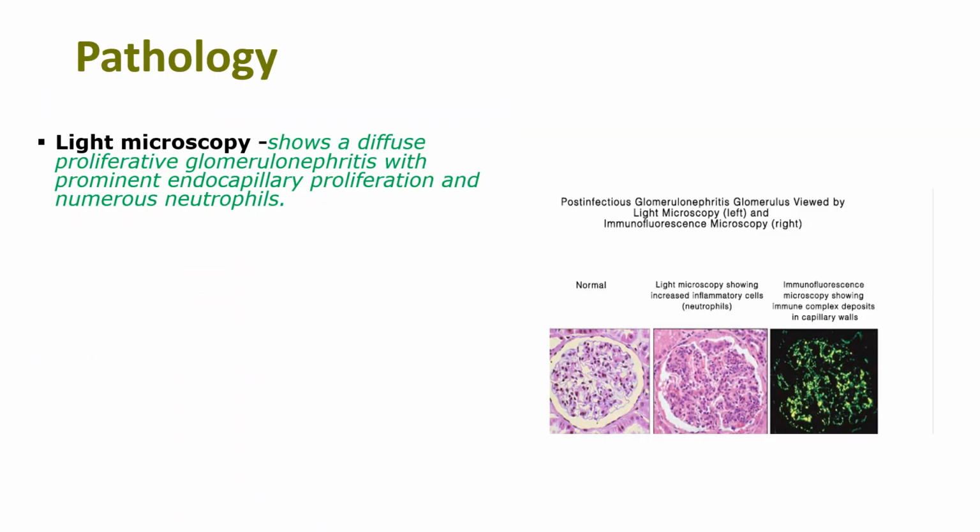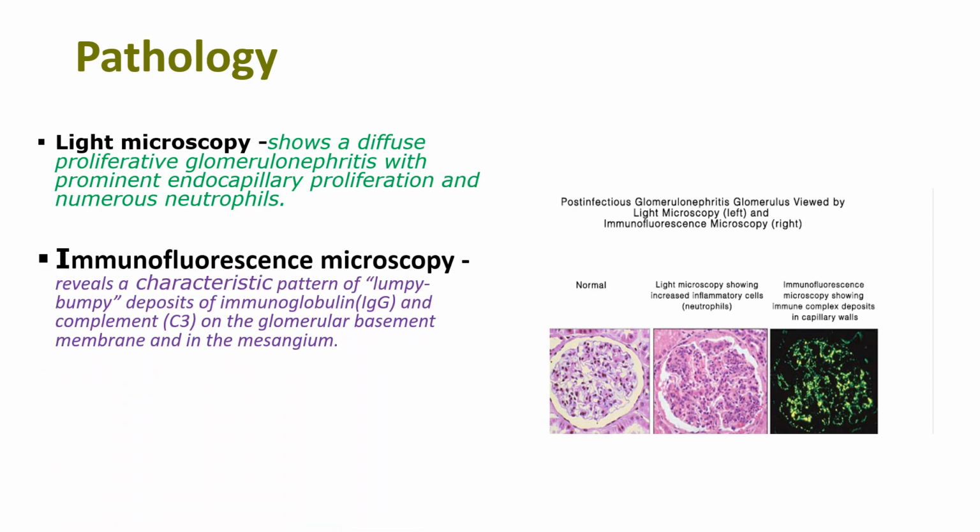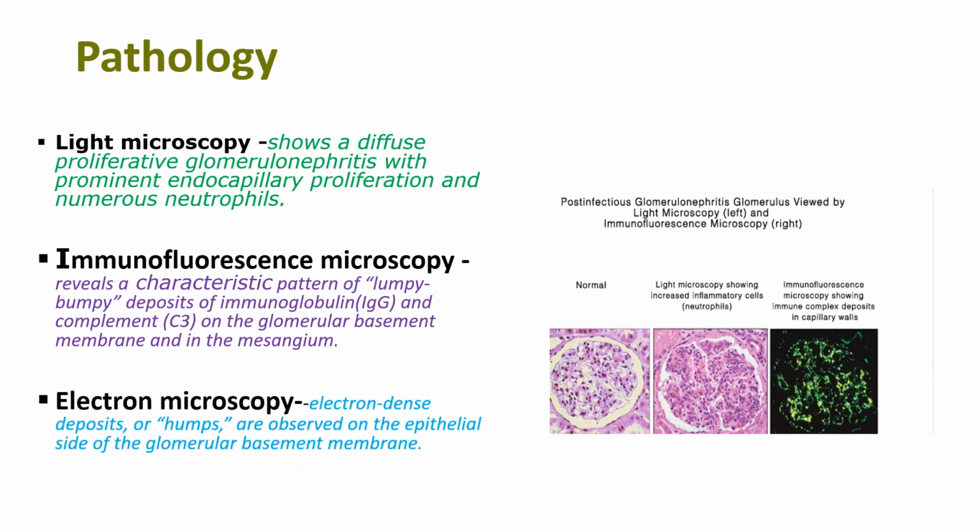Light microscopy shows a diffuse proliferative glomerulonephritis with prominent endocapillary proliferation and numerous neutrophils. Immunofluorescence microscopy reveals a characteristic pattern of lumpy deposits of immunoglobulin and complement on the glomerular basement membrane and in the mesangium. Electron microscopy shows electron dense deposits or humps which are observed on the epithelial side of the glomerular basement membrane.